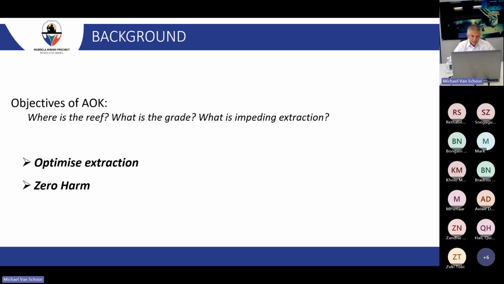So the AOK program, the idea behind it is to basically address the following three questions. Where is the reef ahead of the mining phase? What is the grade and what is impeding extraction? Obviously referring to geological disruptions and structures. The two main drivers are essentially optimal extraction and obviously contributing to the zero harm objective.